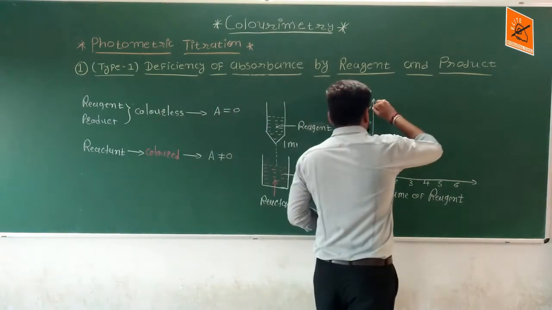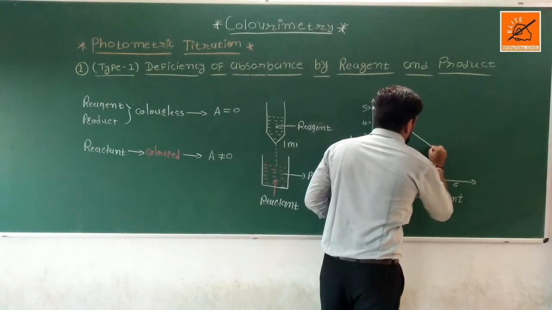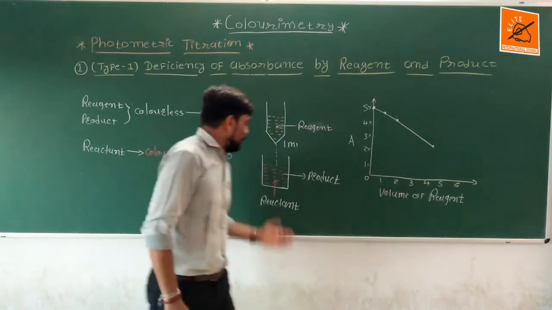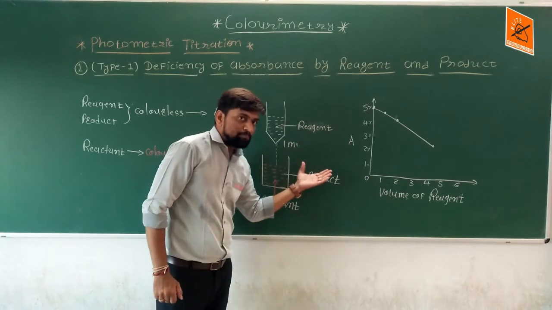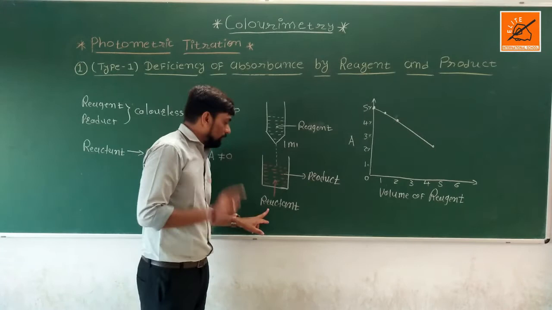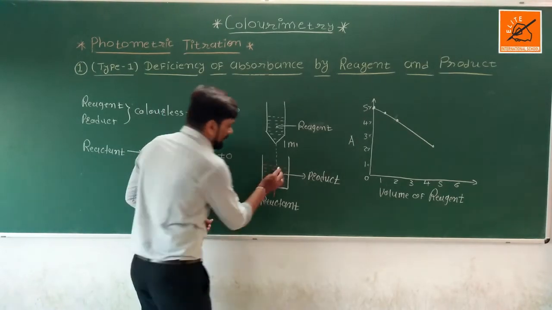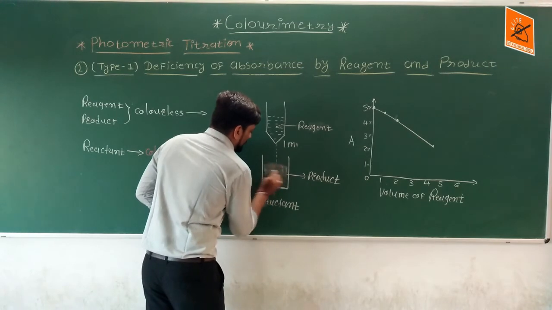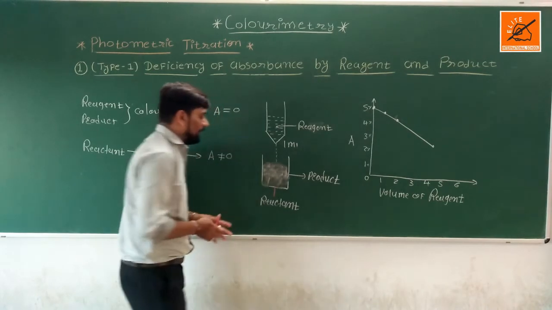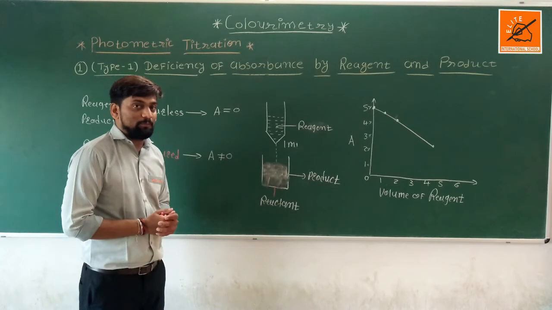So here the absorbance value gradually decreases up to the end point. Suppose this is the end point, which means all reactant has converted into the product. Whenever the end point is reached, no reactants are available in the flask, which means all reactant has converted into the product. Suppose all product has been formed in the flask. Here no reactant is available in the flask. That's why no light is absorbed.